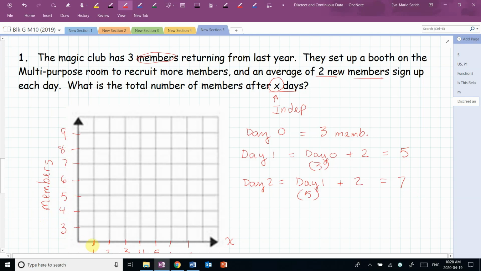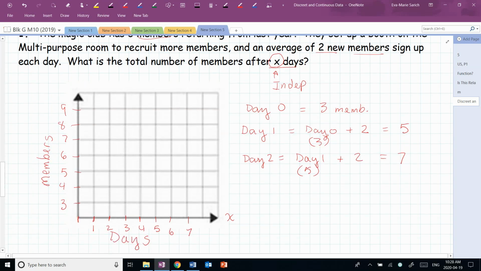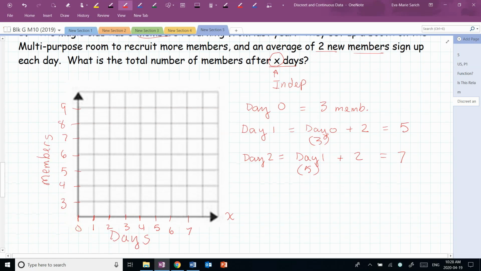So we will, in fact, plot our first set of data. So at day 0, we had 3 members. Plot our point. At day 1, we had 5 members. At day 2, we had 7 members.